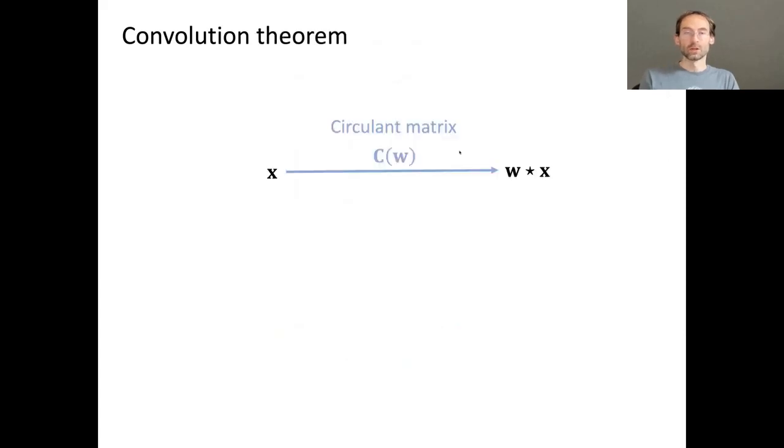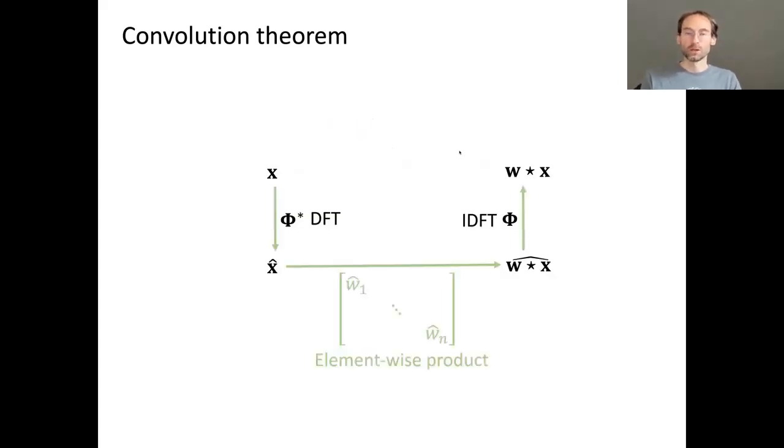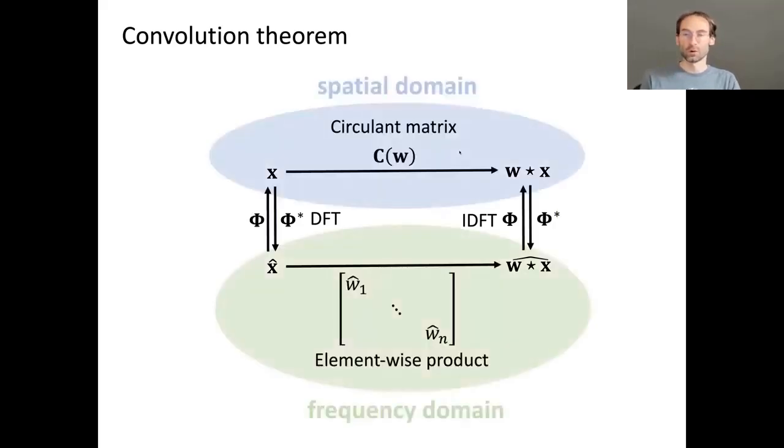So here we have this duality, basically two ways of implementing convolution. We can implement it in the spatial domain as a product by a circulant matrix, or in the frequency domain by first applying the Fourier transform, then, because it diagonalizes convolution, we have an element-wise product, or product with a diagonal matrix, and then the inverse Fourier transform. And the two operations will result in the same output. So this is what signal processing people call the convolution theorem.